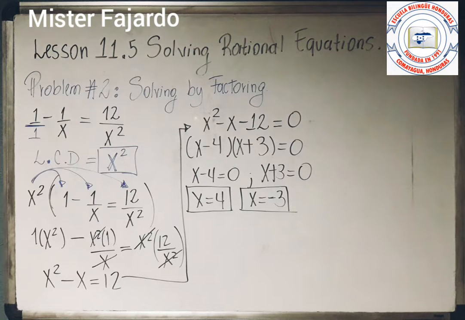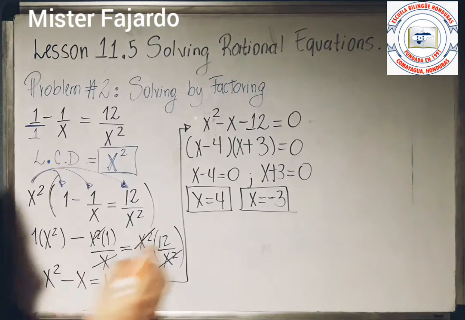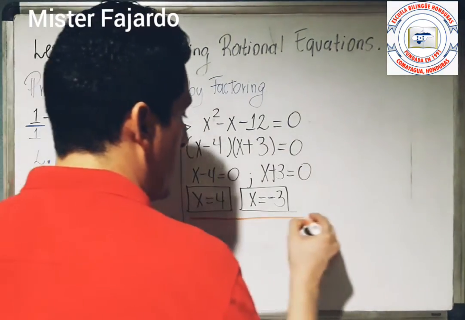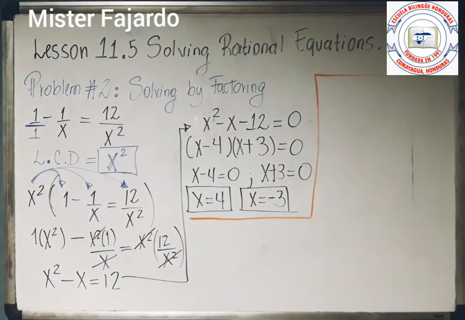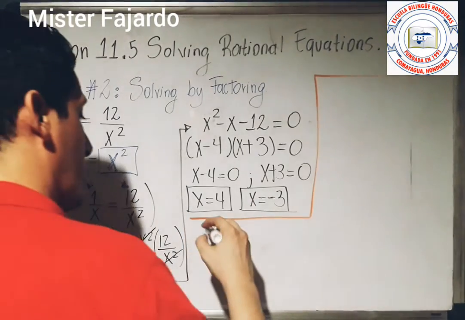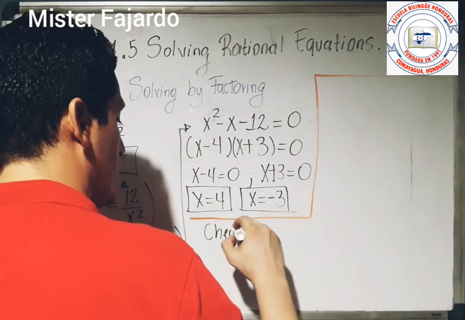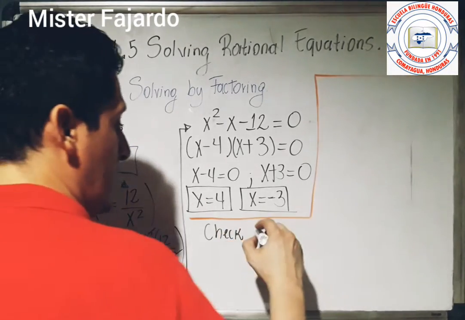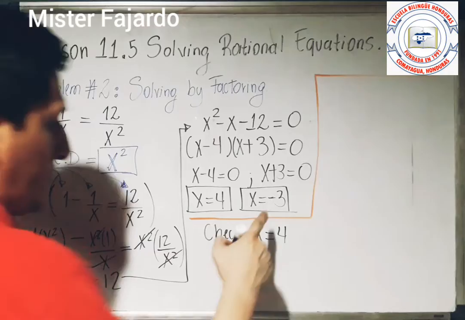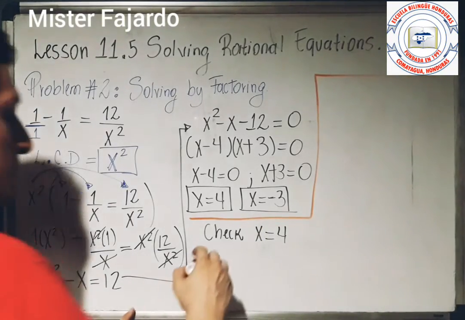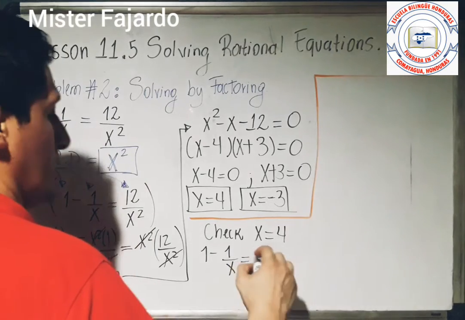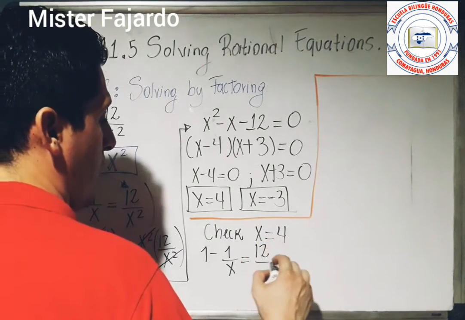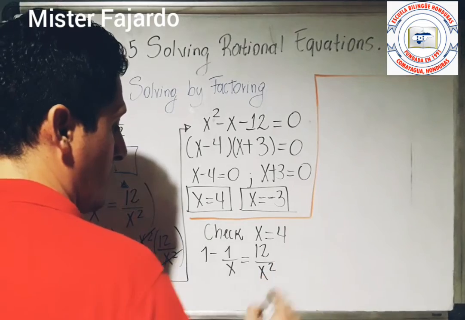But remember, you always need to do checks to know if you're working in a good way, okay? I'm going to do the checks. I'm going to start with the first check, okay? I'm going to put check here, and it's going to be x equal to 4, positive 4, that is the first one that I found. It's going to be 1 minus 1 over x equal to, in this case, 12 over x to the second power.